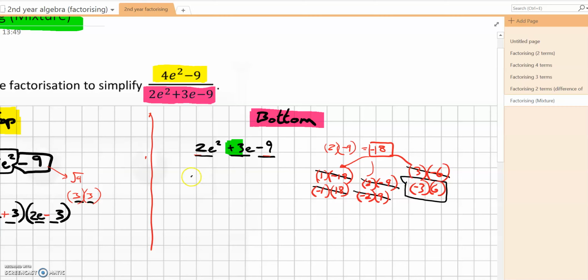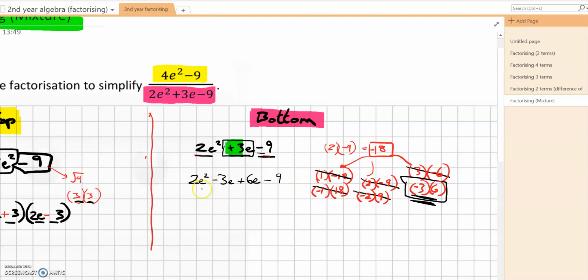So I'm going to rewrite this equation using my factor pairs instead of this. So I'm going to say minus 3e plus 6e. And then of course the minus 9 is still there. Okay.